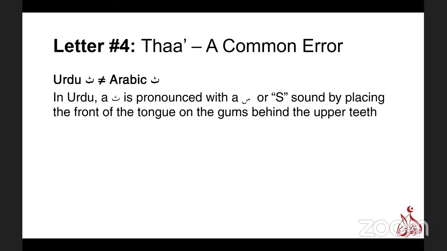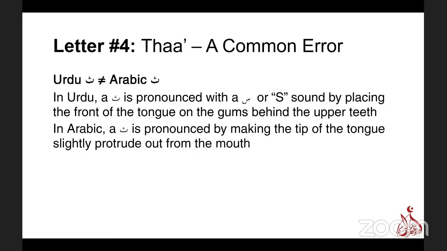That's not how you pronounce a seen, actually. When we get to seen, I'll explain why that's the wrong way to do a seen, even though most people pronounce it that way. But anyway, when a tha is pronounced in Urdu, it has a sa sound, sa or se. So the tongue is not touching the bottom of the upper front teeth. It's actually touching the gums behind the upper teeth. So it's in the wrong area completely.